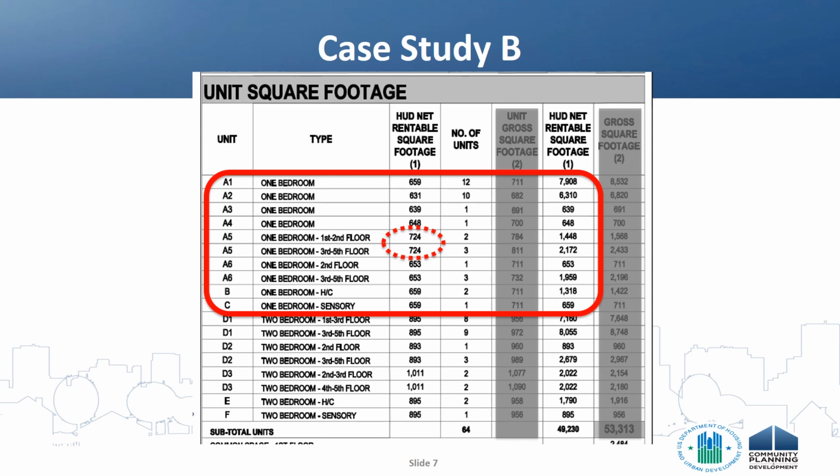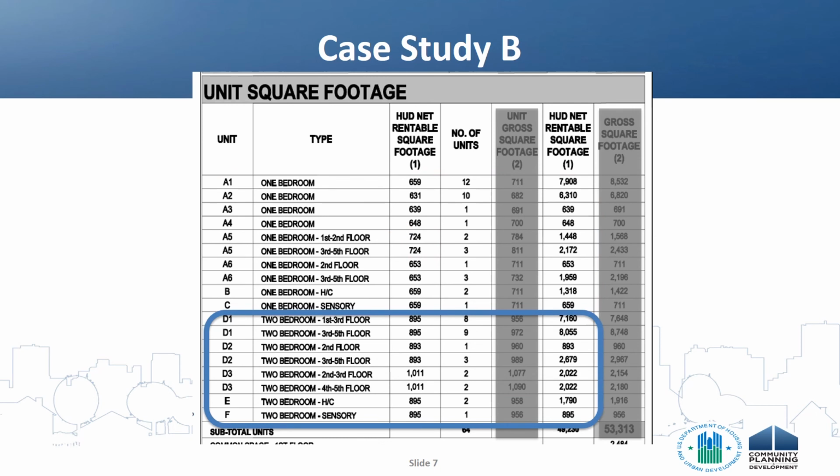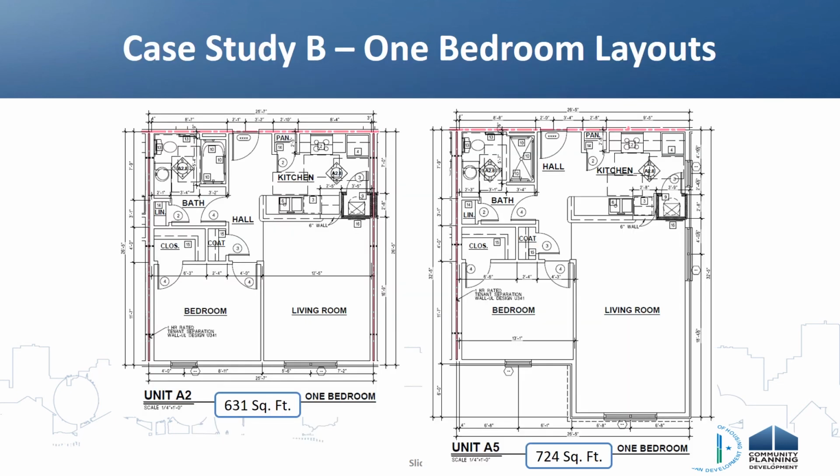The two-bedroom units are labeled by the architect as D1 through D3, as well as the E and F type units. Again, there's more variation than in our first case study example, with most units at 893 or 895 square feet, but a few units are a good bit bigger at 1,011. So let's take a closer look at the floor plans.